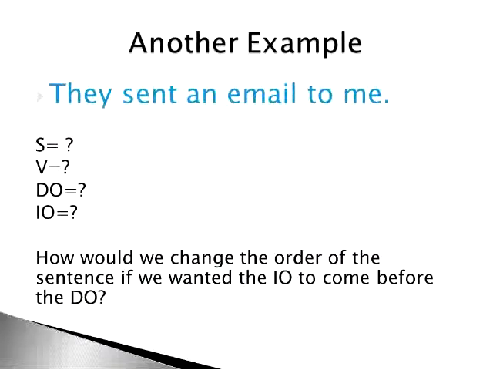So let's try this one now. They sent an email to me. Figure out which one's the subject, which one's the verb, then figure out the direct object and indirect object. Direct object is usually going to be the thing, okay? Indirect object is the person. And then you want to challenge yourself and switch the direct object and indirect object, okay?